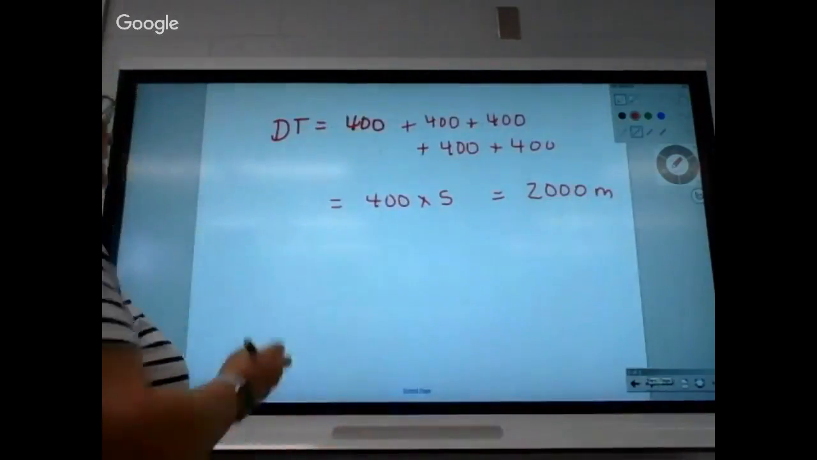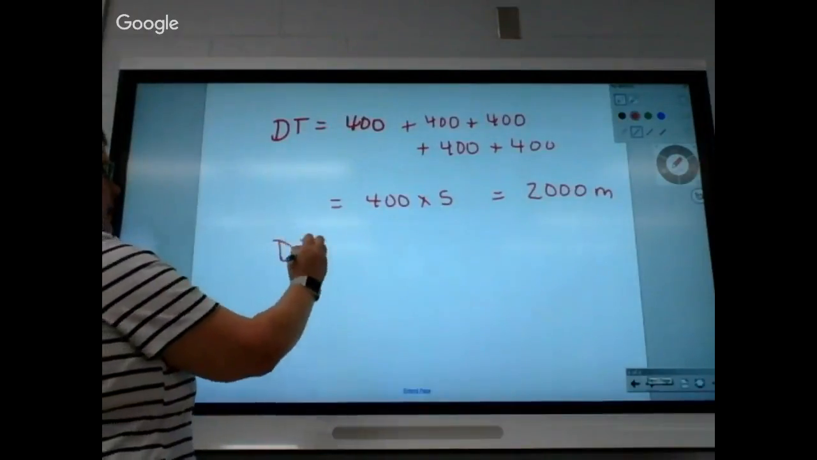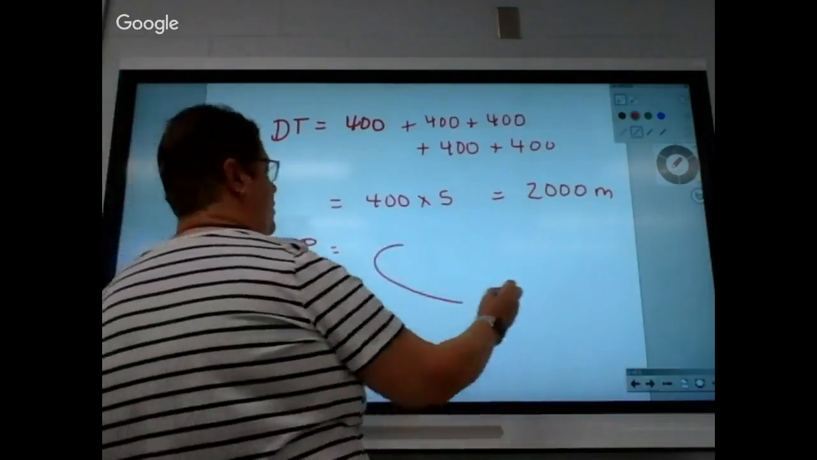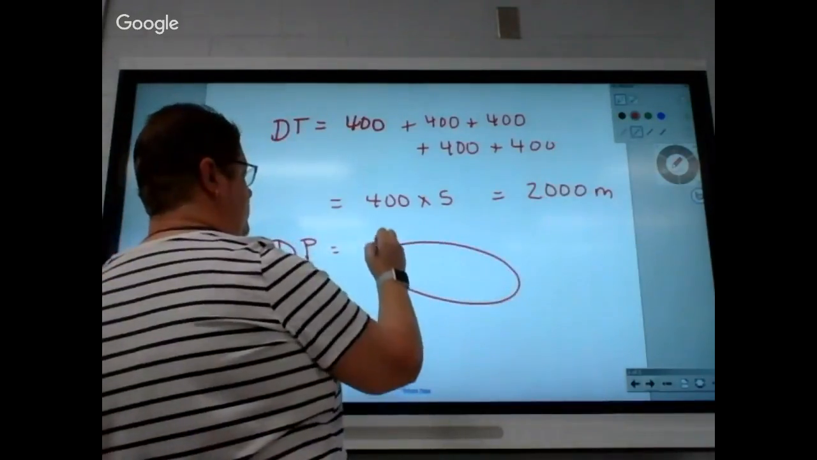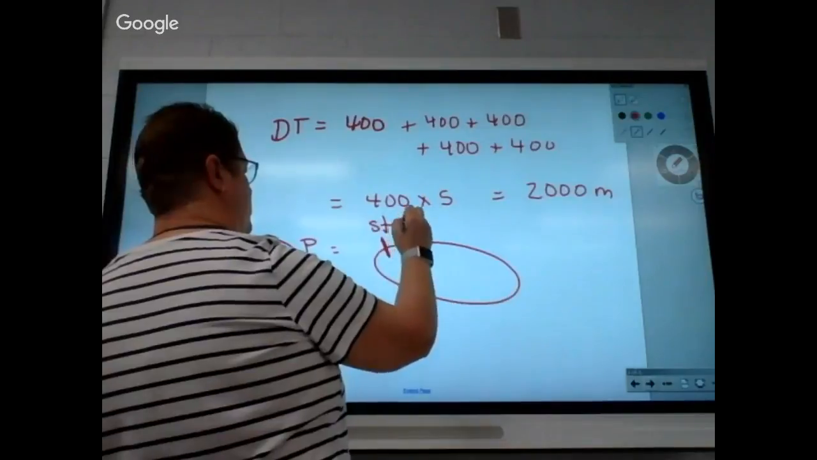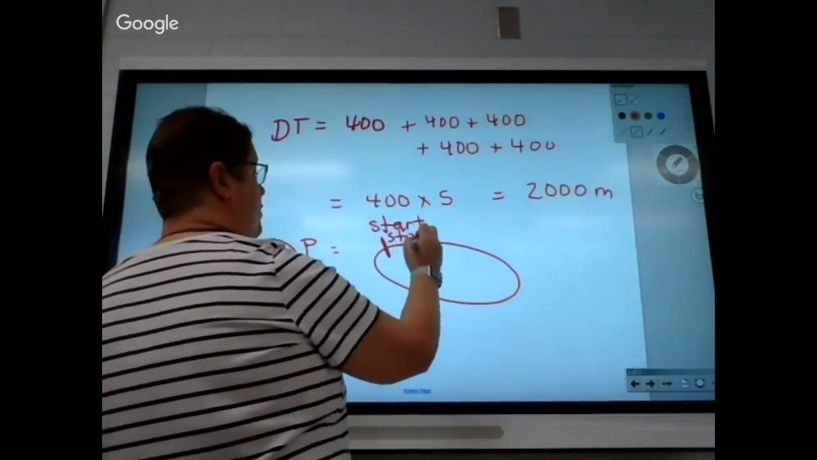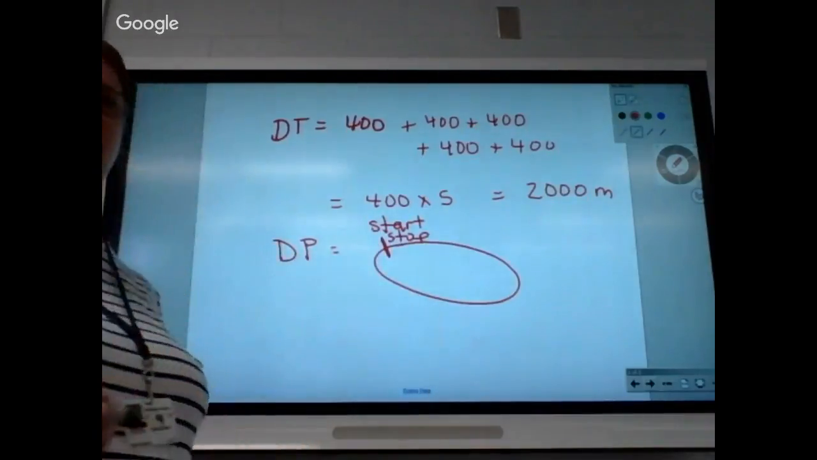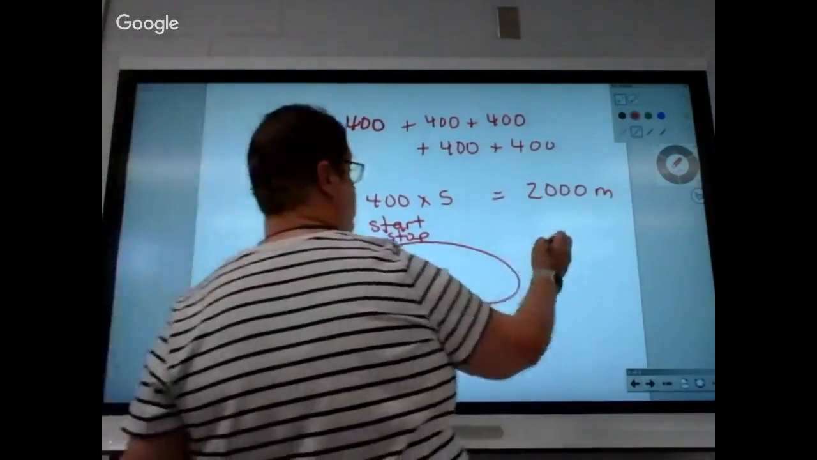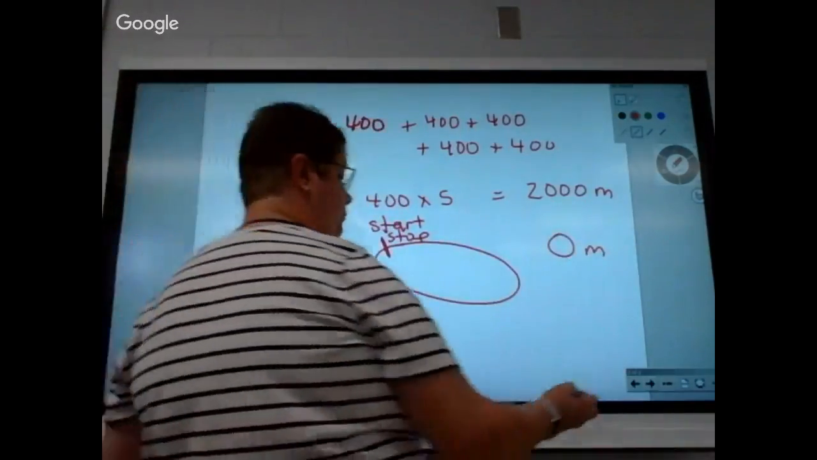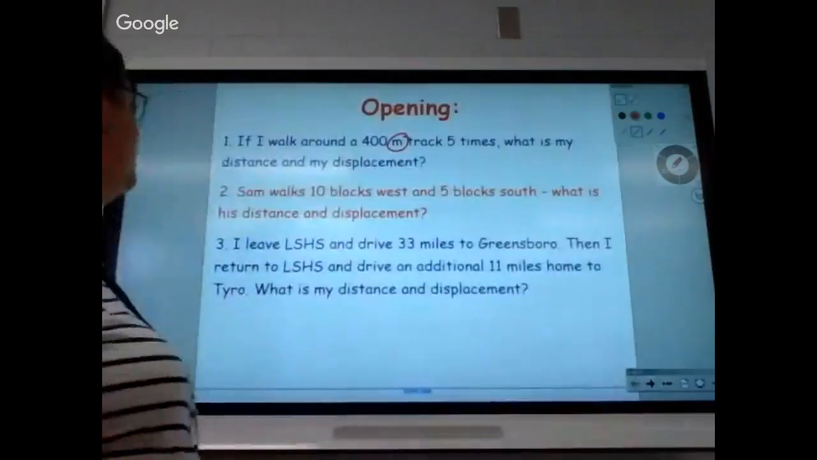Now for displacement. All right. Displacement. Look at the track. Okay. If we start at this point, where do we stop at? At the starting point. So what's our displacement if we start and stop at the same point? 0. 0 meters.